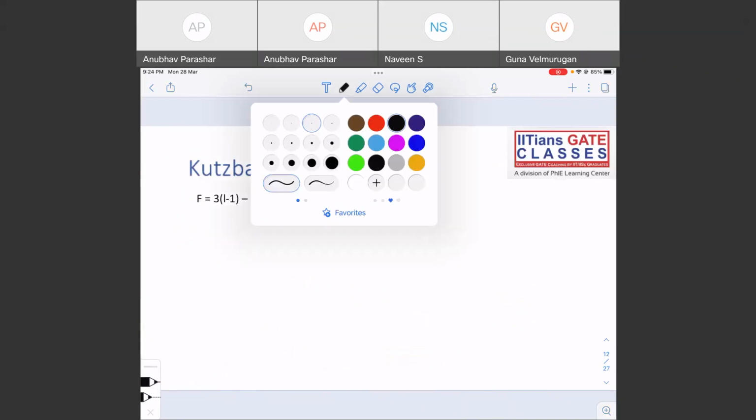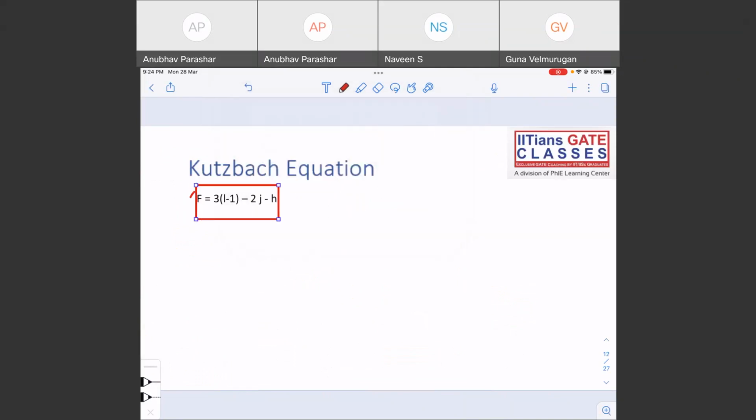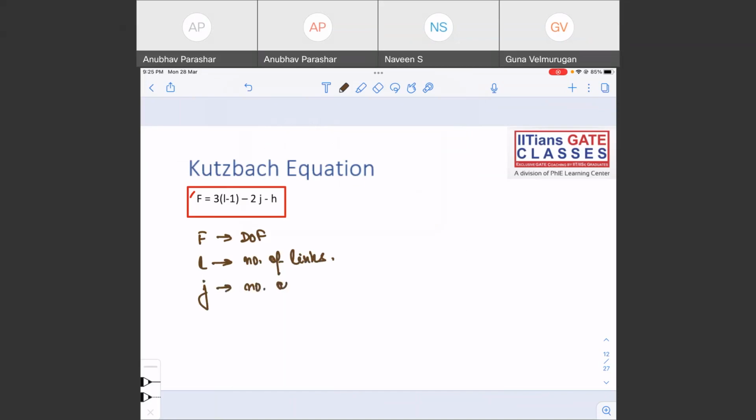Now there was a scientist whose name was Kurzweil. He did a lot of research on these mechanisms, and he came out with a formula to find the degree of freedom of a mechanism, where F is the degree of freedom, L is the number of links, J is the number of binary joints, and H is the number of higher pairs.